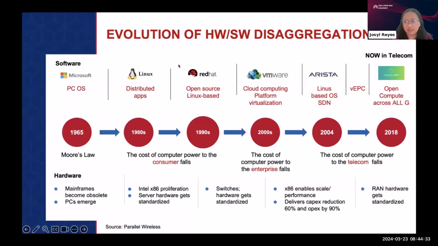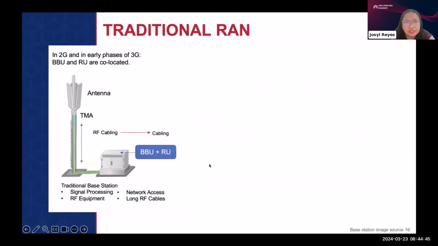So meaning that some devices no longer have to function only for a specific task. They may be installed on commercial off-the-shelf devices. Okay. So now, since we mentioned that there is a disaggregation also in RAN, let's look at the typical RAN setups and see how they differ from the Open RAN.